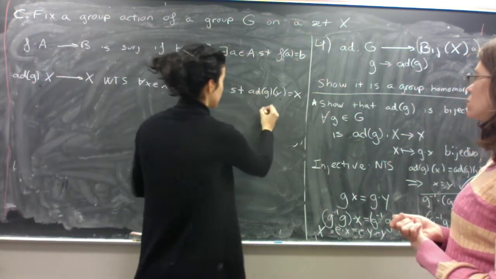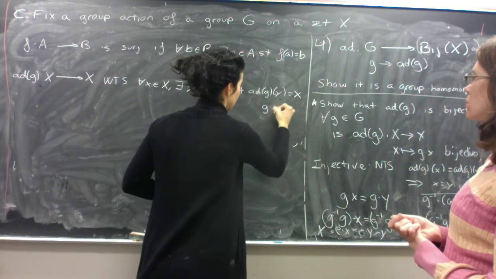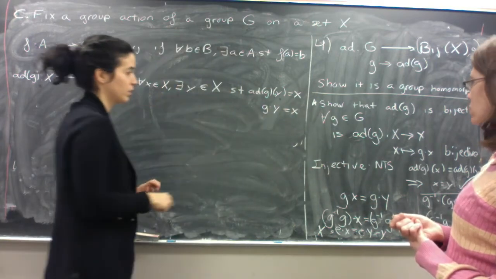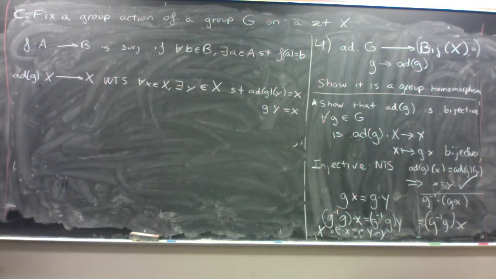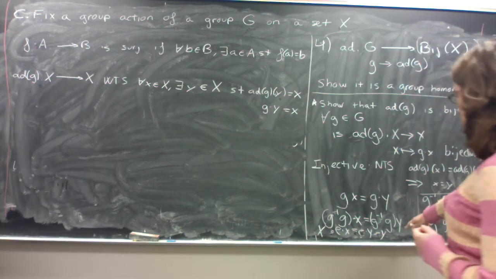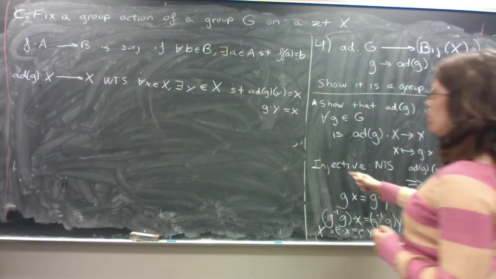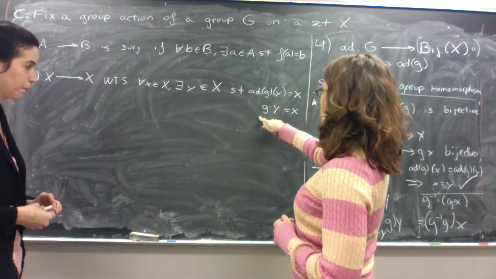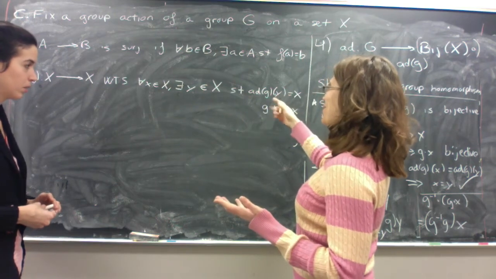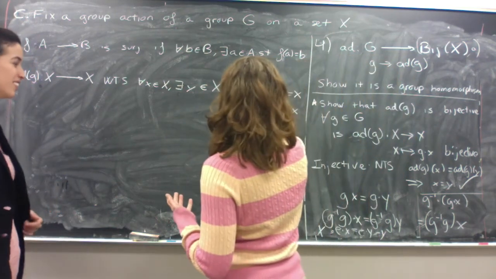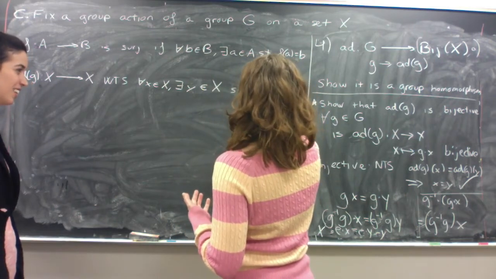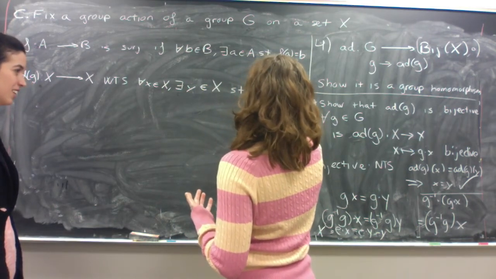This was g dot y. So we want to find something that satisfies this. Maybe we can do sort of the same thing we did with injectivity, where we multiply on the left by g inverse. It's not really multiplying though, it's group acting, but it cancels like multiplying.